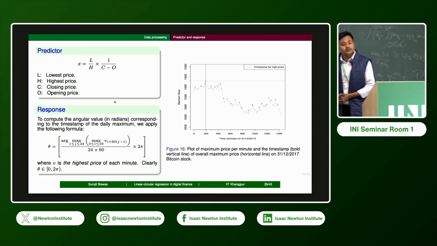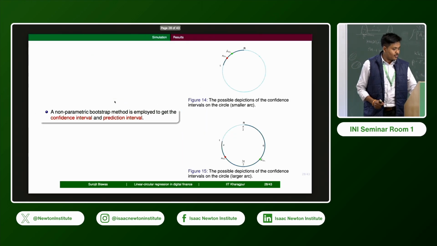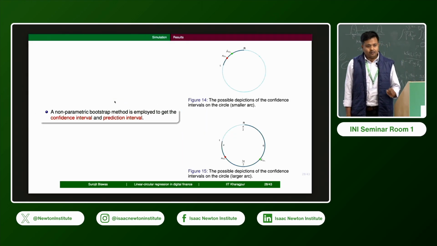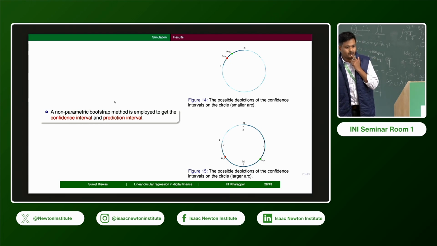Can I ask another question? Yeah, sure. So your confidence interval boils down to looking at sort of the geodesic distance? No.